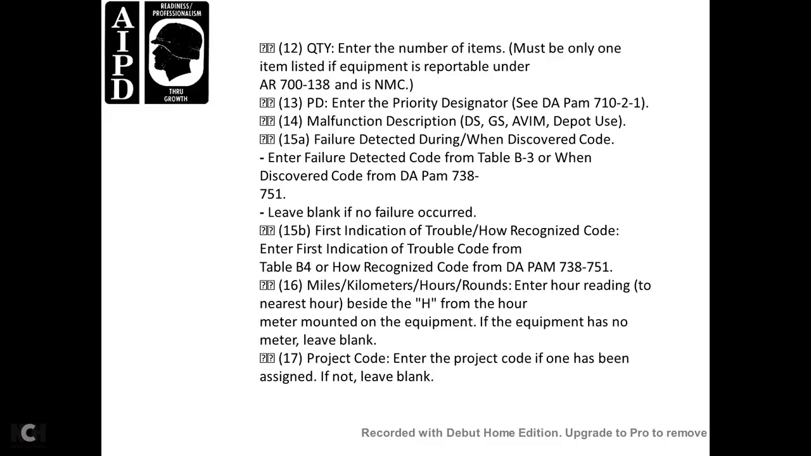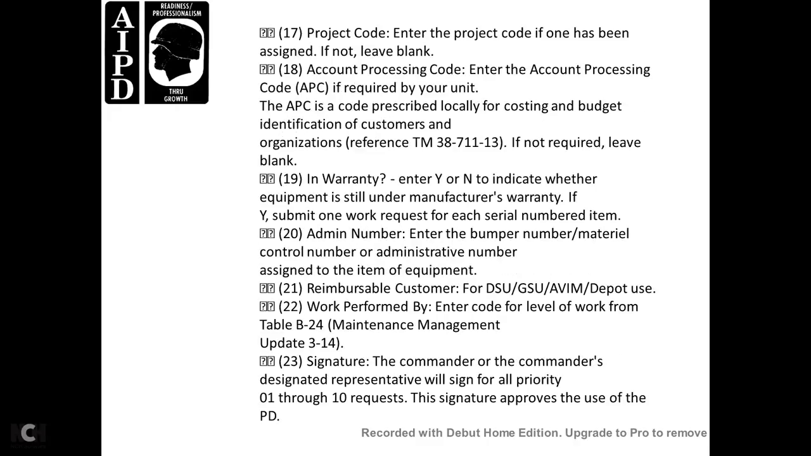738-751, leave blank. The failure occurred, first indication of trouble has organized code, the first indication of trouble code table B4, however, was recognized by the DA PAM 738-751. Miles, kilometers, hours, rounds: enter the hour reading to the nearest hour beside the H for the hour of the meter mounted with the equipment. If the equipment has no meter, leave it blank. Project code: enter the project code if it has been assigned, if not, leave it blank.